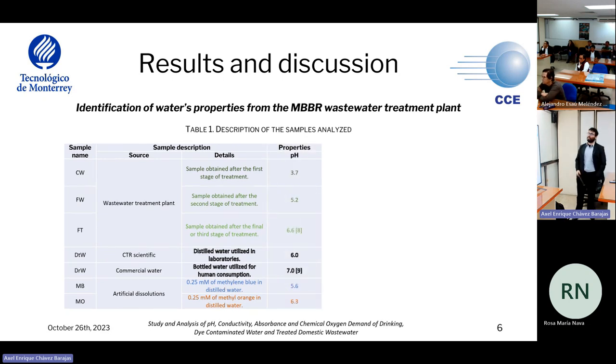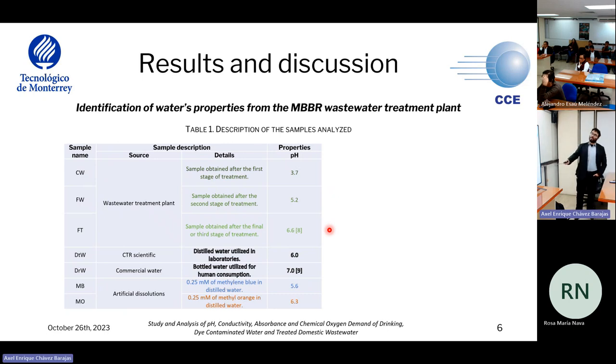Now, talking about the pH properties we have in this slide, as the samples go through the advancing stages, the pH increases from 3.7 to 6.6. I would like to highlight the last value of the wastewater sample, 6.6, because it is in relation with a norm that says that when wastewater is treated and reaches this pH, it could be used for some other human purposes, like, for example, irrigation. Riego, in English, I forgot the word, apologies.